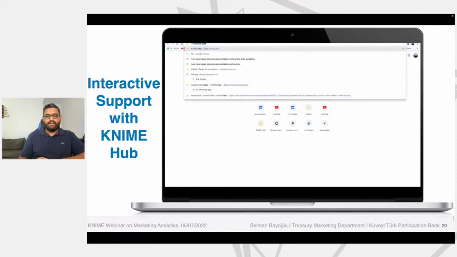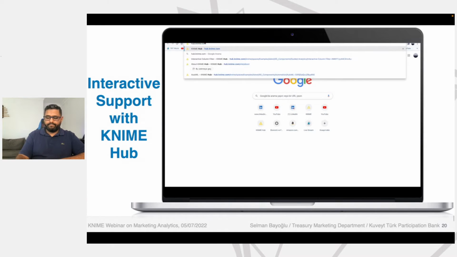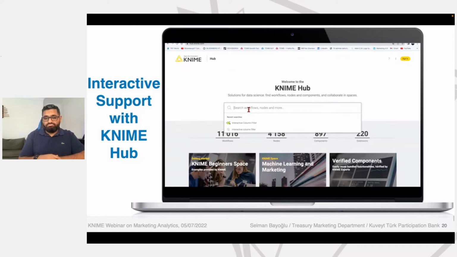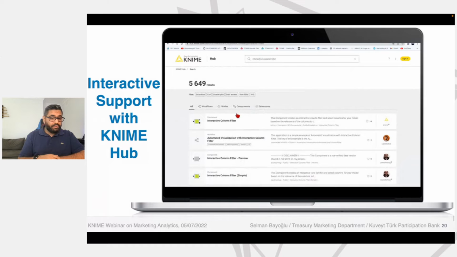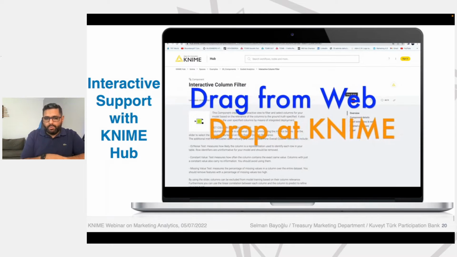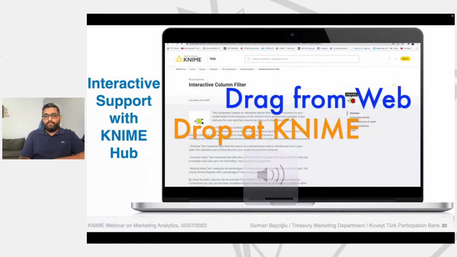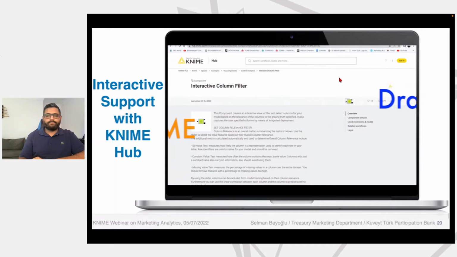Let's see how it goes. You're just writing hub.knime.com. More than 11,000 workflows, 897 components, 220 extensions. And moreover, when you find a workflow or a node or component, you're just dragging from web and dropping it into Knime. It's a magic indeed.